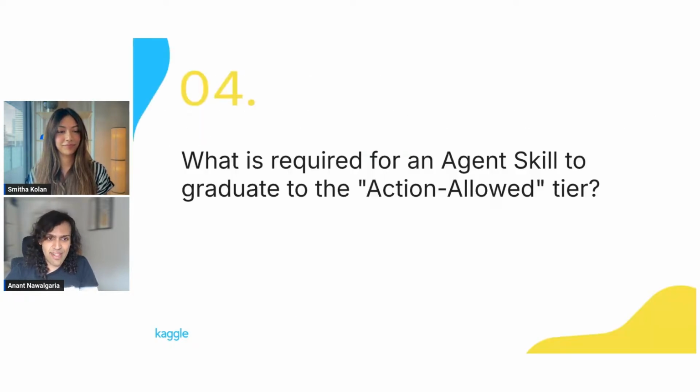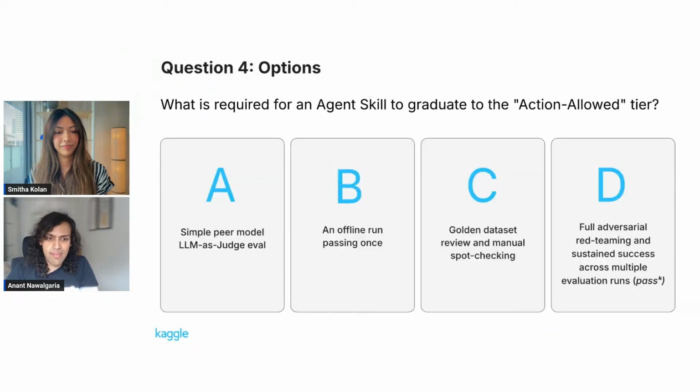All right, let's move on to the next question. What is required for an agent skill to graduate to the action allowed tier? Is it A, simple peer model LLM, and the LLM is a judge eval? B, an offline run passing once? C, golden data set review and manual spot checking? Or D, full adversarial red teaming and sustained access across multiple eval runs? Think about it, and the answer will be shown in 3, 2, 1, and the correct answer is D. It requires the full suite of things before it gets that access privilege.